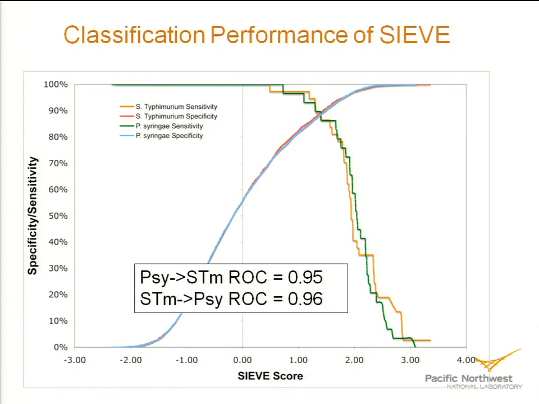So one was trained on Pseudomonas syringae effectors and tested on Salmonella Typhimurium, and the other was trained on Salmonella Typhimurium and tested on Pseudomonas syringae. We also did a leave-one-out cross-validation analysis of the Salmonella Typhimurium. We got very similar results. The bottom line here is that our ROC areas under the curve are 0.95 and 0.96.